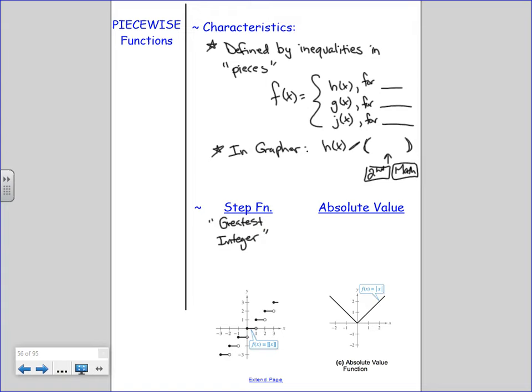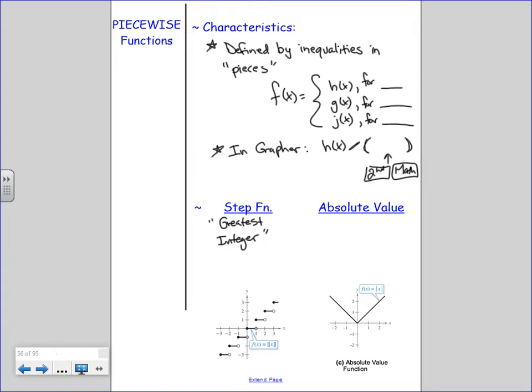So 0.1, just round down to 0. 0.9, round down to 0. 1.1, round down to 1. 1.9, round down to 1. We always round down to the greatest integer that's involved in the number. Never round up. We only jump up when we hit that new number. So like 2, we jump up to 2, 2.1, stay at 2, 2.9, stay at 2, etc.